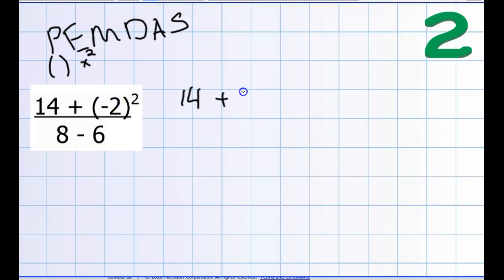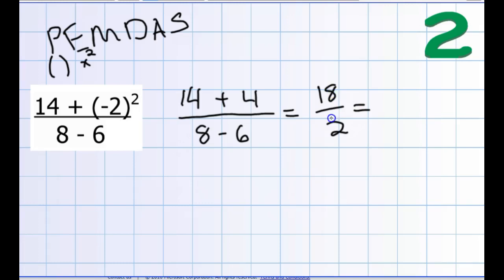2 squared is, or -2 squared. -2 times -2 is 4, over 8 minus 6. Now this is where it gets a little bit different. Before we divide, we need to get one number on the top and the bottom. So we need to have 14 plus 4, which is 18, and 8 minus 6, which is 2. Now we can divide. 18 divided by 2 is 9. So our answer is 9.